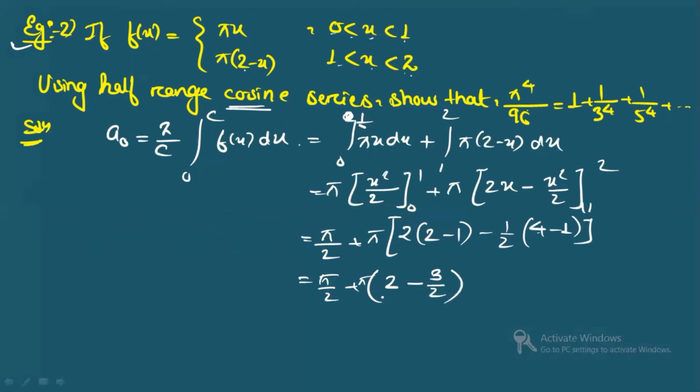Okay. So if you see this, you will have pi by 2 plus this, again taking LCM: 2, 4 minus 3 is 1. So it is pi by 2. So ultimately you will get it to be pi. So this is the value of A naught. Clear?